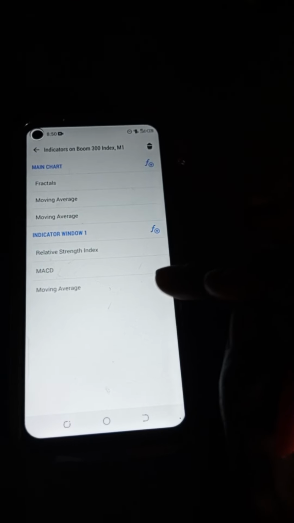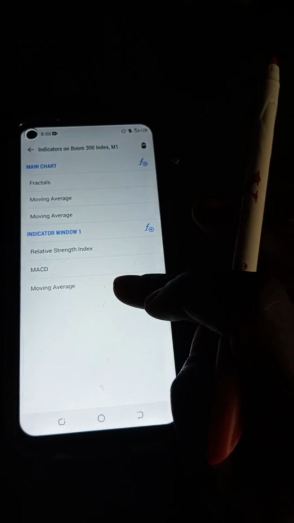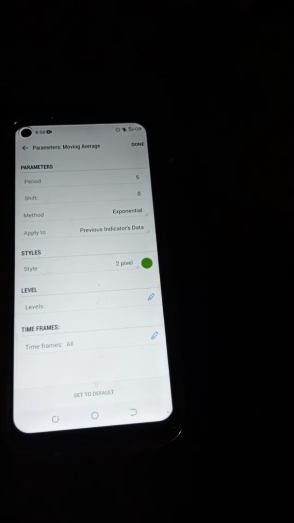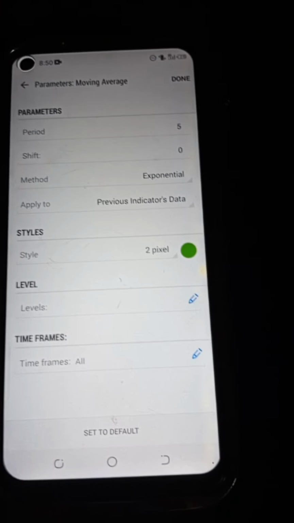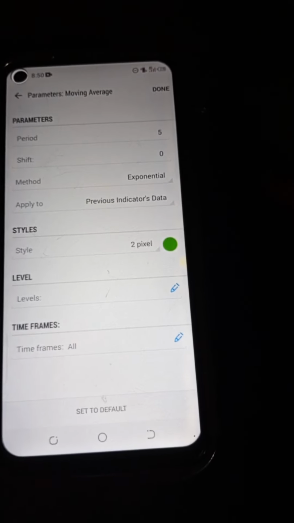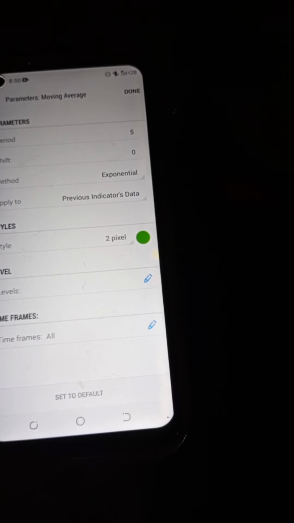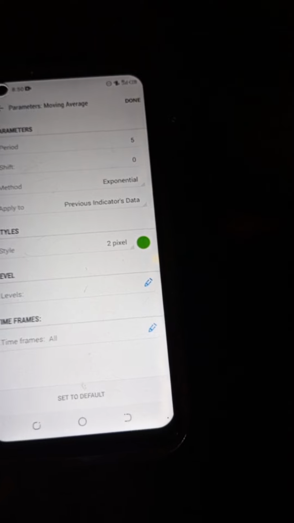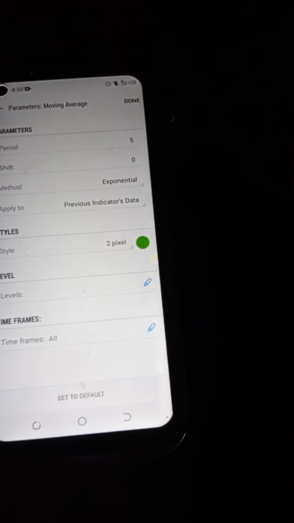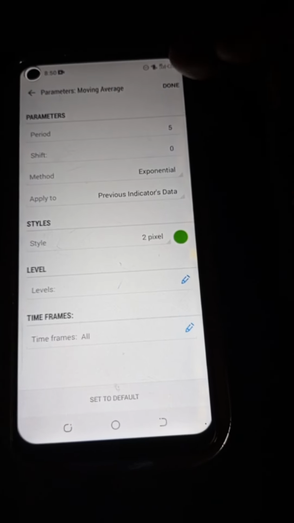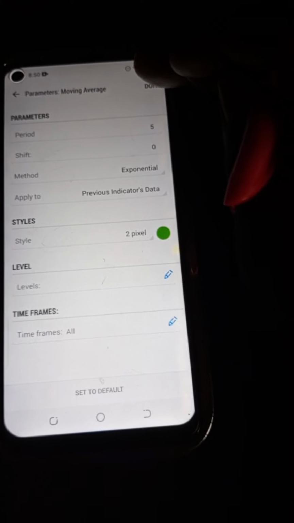So the next and our last indicator here is moving average 5, as you can see. Moving average 5. Shift 0 exponential. Apply to previous indicator data. Style 2 pixel, any color of your choice, guys. And this is all the indicators used for this strategy today.